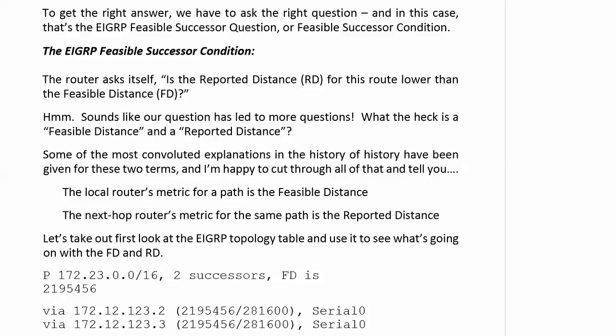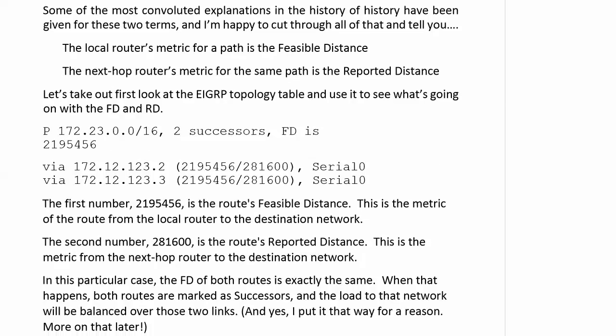Now the first number in those parens, 2195456, that is the route's feasible distance. That is the metric of the route from the local router to the destination network. We got that down. The second number, 281600, is the route's reported distance. This is the metric from the next hop router to the destination network. I know I'm hitting you over the head with that right now. You can thank me later though.